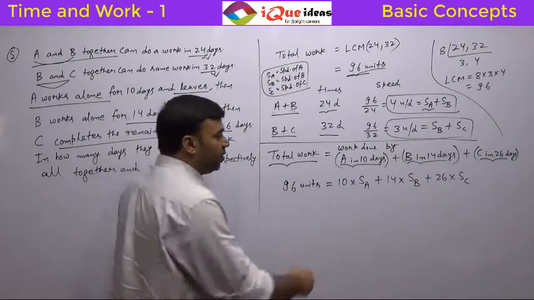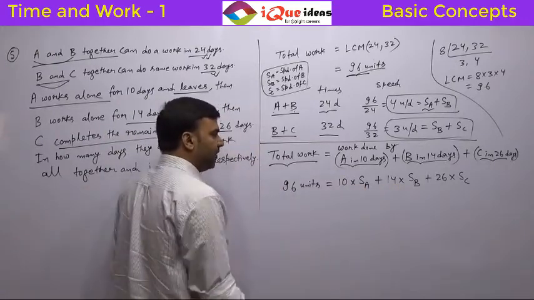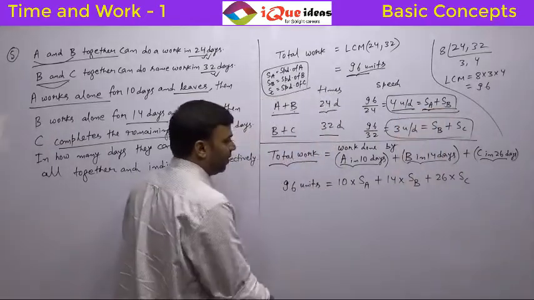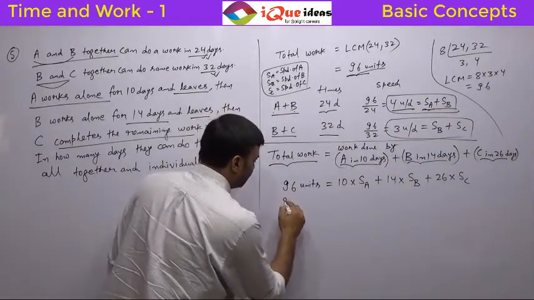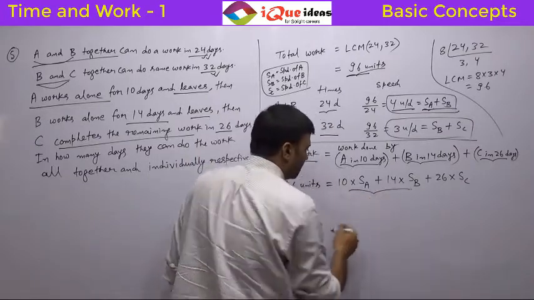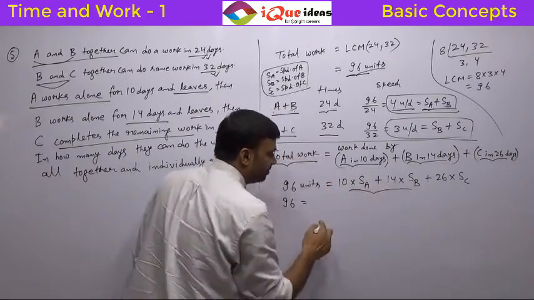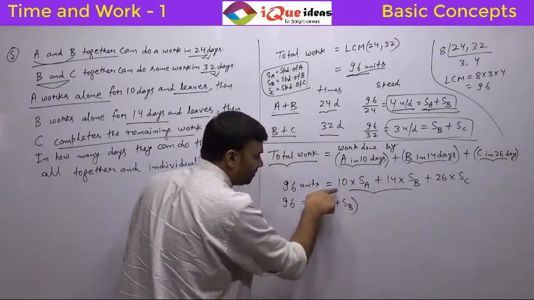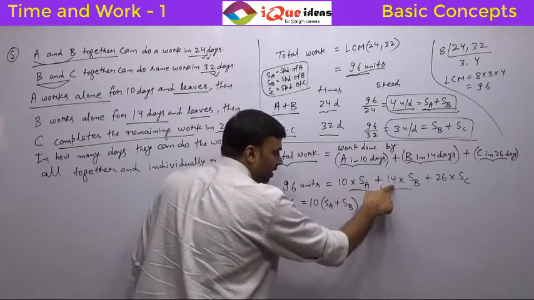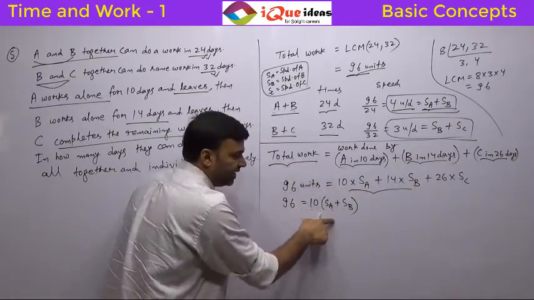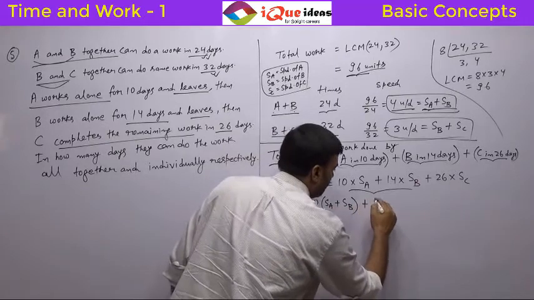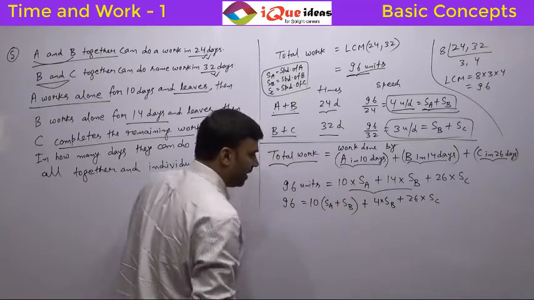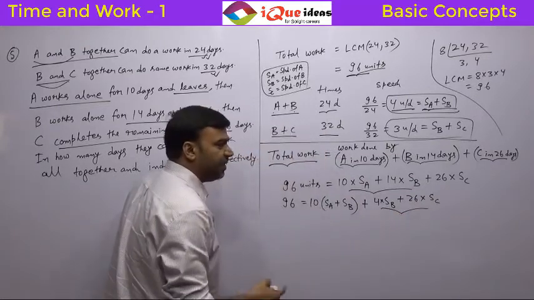Okay, but we do not know the individual speeds. No problem. We at least know that SA plus SB is 4 units per day. Put it here. Let's see what happens. We have 96 equal to, let's do some rearrangements. Here it is 10 times, here it is 14 times. So if I take 10 times speed A plus speed B, what will happen? 10 times speed A is already here. Here it was 14 times speed B. Out of that, 10 times speed B is there. So we can take 4 times speed B plus 26 times speed C. Then from here take 4 times speed B plus speed C.